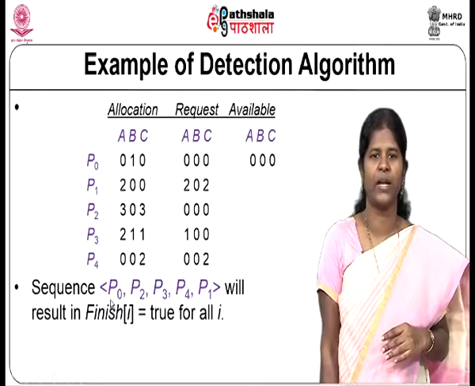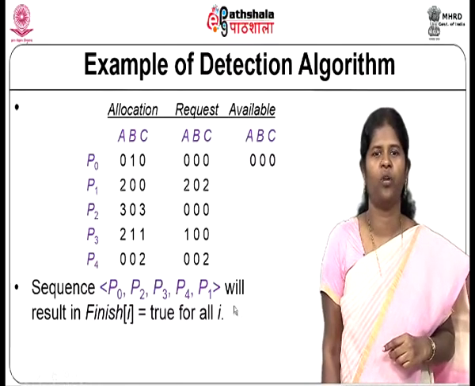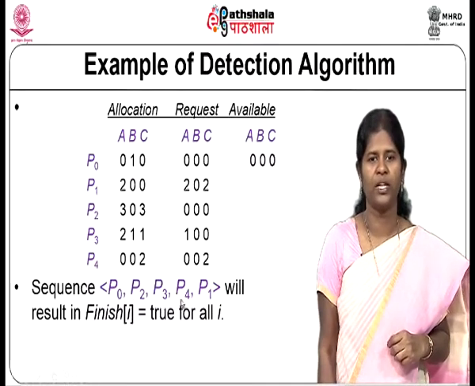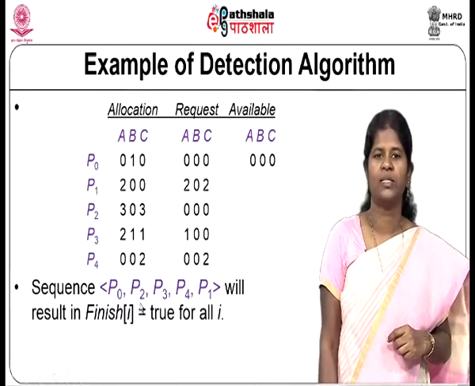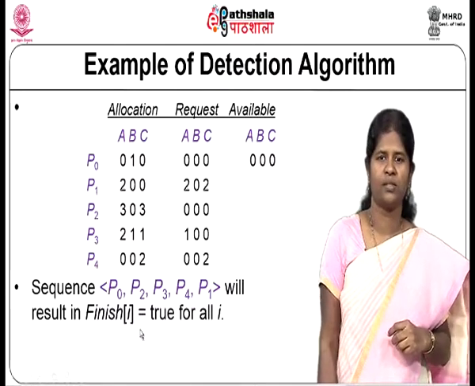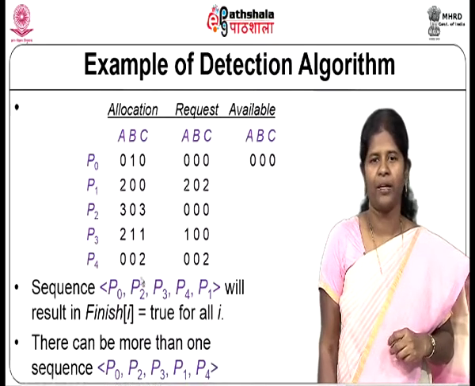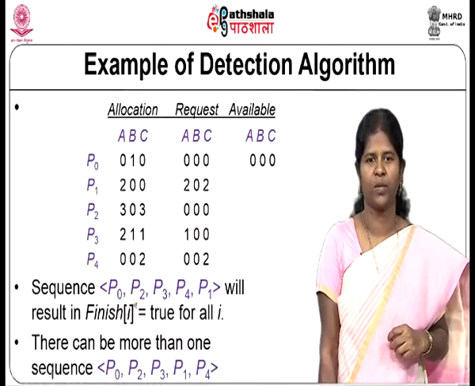We find that there is a sequence P0, P2, P3, P4, P1. In this sequence, if you try to allocate resources, the system will not be in a deadlocked state. And here you can see that there can even be more than one sequence.